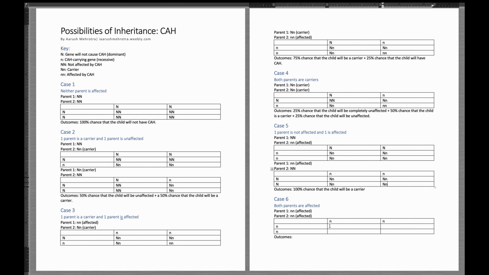In case 6, both parents are affected by CAH. In this case, multiplying, we find that, that's autocorrect. We find that in all outcomes, there is a 100% chance that the child will have CAH. In this case, we see the 6 different cases for the genetic makeup of parents and the possibilities for the child having CAH, being a carrier, or being completely unaffected.